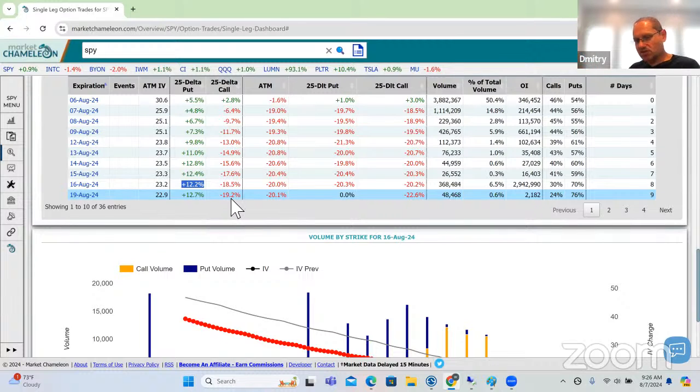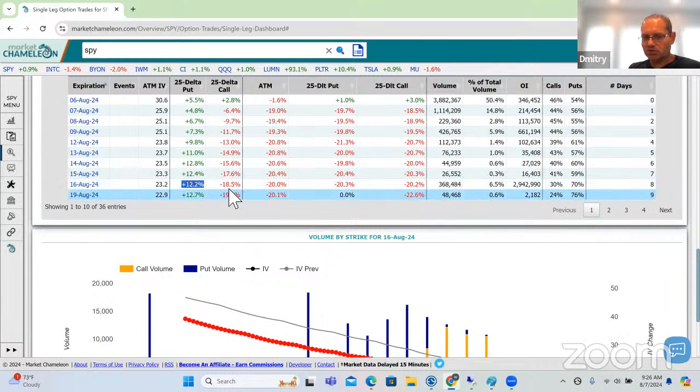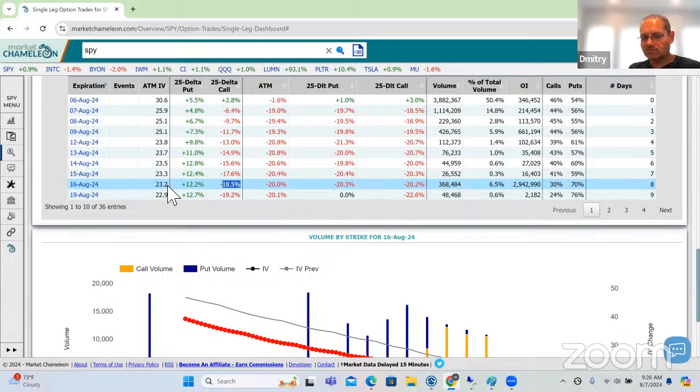Well, what about the other side? What about the upside call? Here, this is saying that the 25 delta call implied volatility is 18.5% lower than the implied volatility of the at the money. So now we get two relative values: the 25 delta put and 25 delta call relative to the at the money.